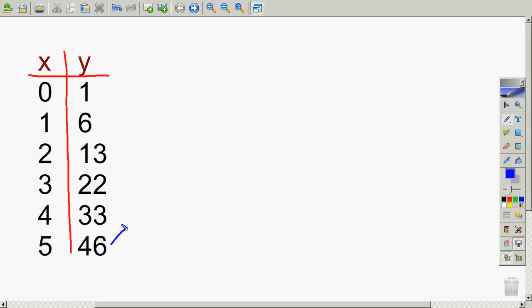And so when we do the differences, we do 46. Well, you guys know how to do this. You just did it on the last activity. And you'll notice that it is not linear because these are all not the same. So we have to go one deeper.